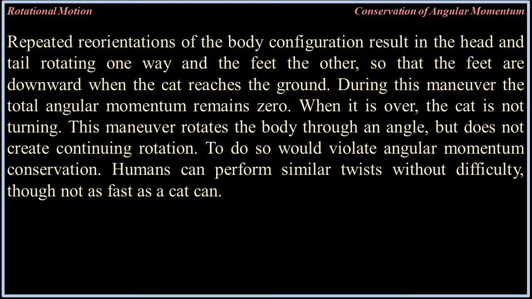Repeated reorientation of the body configuration results in the head and tail rotating one way and the feet the other, so that the feet are downward when the cat reaches the ground. During this maneuver, the total angular momentum remains zero. When it is over, the cat is not turning. This maneuver rotates the body through an angle, but does not create continuing rotation. To do so would violate angular momentum conservation. Humans can perform similar twists without difficulty, though not as fast as a cat can.